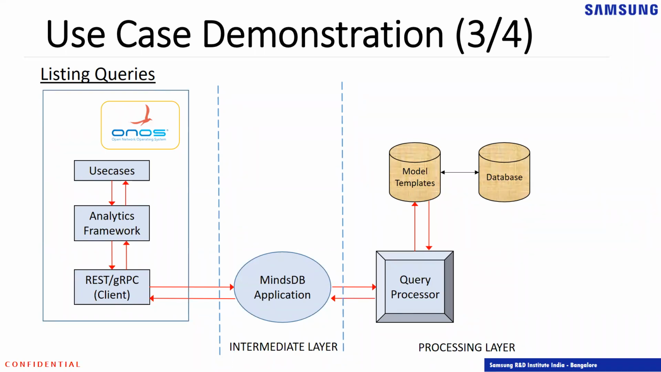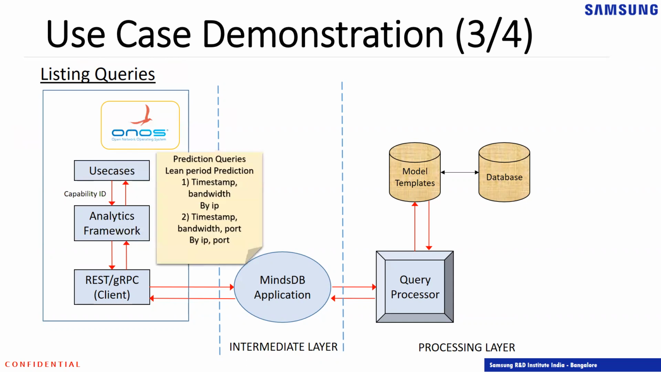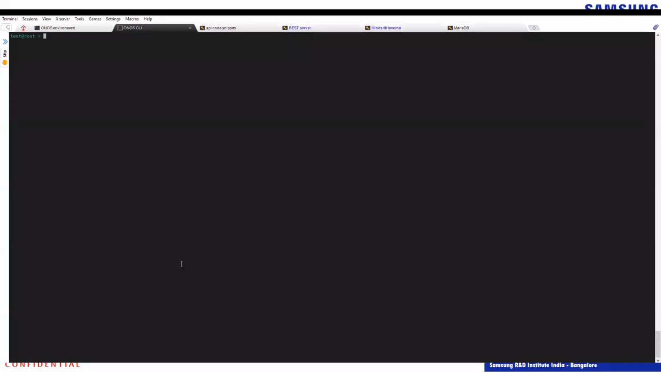So let's see the simple format of those queries. So here for lean period prediction, it is showing that, okay, you can predict timestamp and bandwidth by giving IP as a value, or you can predict timestamp and bandwidth by giving IP plus port as a value. So these are the combinations which we have seen in the previous slide. So the combination is trained, and we can choose anything from this format. So yeah, let's see how this demo works.